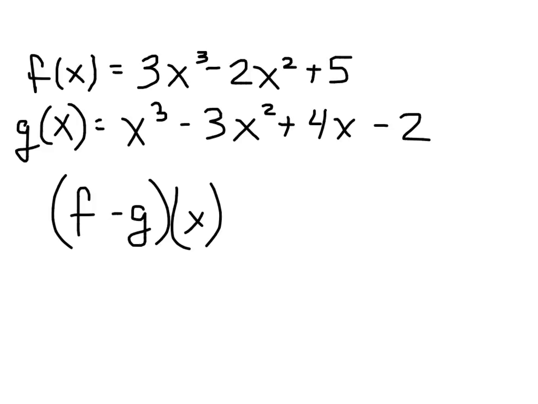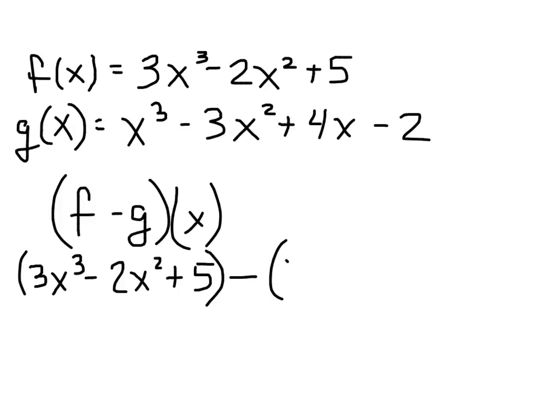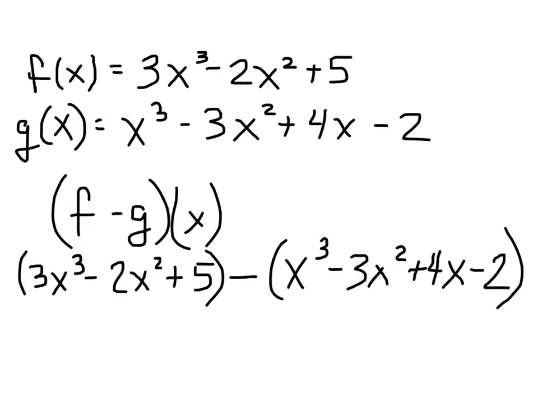So what am I asking you to do? Subtract them. So take the first one minus the second one. So 3x to the third minus 2x squared plus 5, minus, x to the third minus 3x squared plus 4x minus 2. Okay? Now the reason why I put it in parentheses like that is it's important because if you mess up the sign, guess what happens? Your whole problem's messed up. I don't want you to mess up.